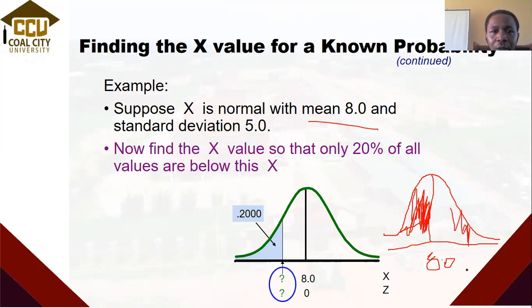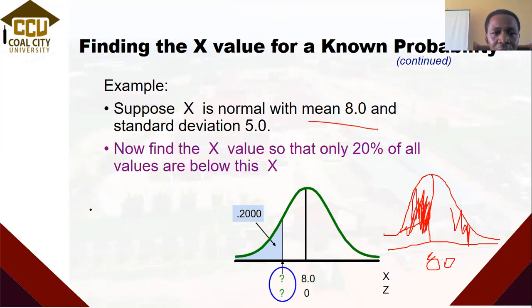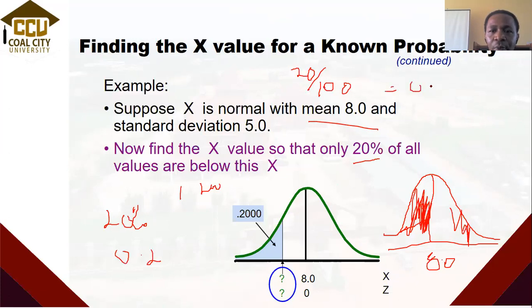So now the next thing you have to do is to find the z value for the known probability. So what we do is, remember, we were told what? 20%. So 20% is the same thing as 0.2. When you say 20% divided by 100, that will give you what? 0.2.